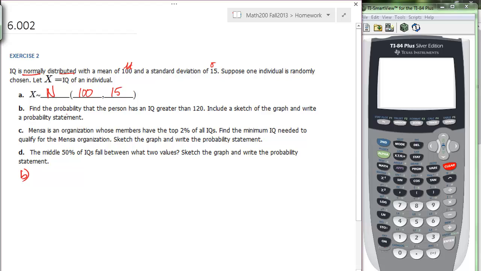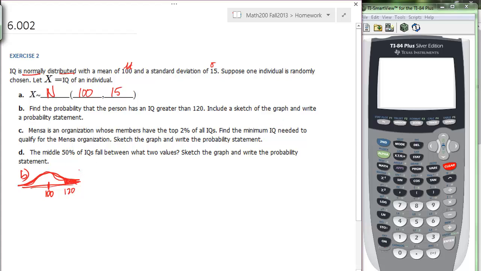In part B, they're looking for the probability that the person has an IQ score that's greater than 120. They want us to include a sketch and the notation. So draw the best bell curve that you can draw. And we know that the mean is 100, so for normally distributed situations, the mean is right in the middle. We want an IQ score that's greater than 120, so we shade in the area from 120 on to infinity.